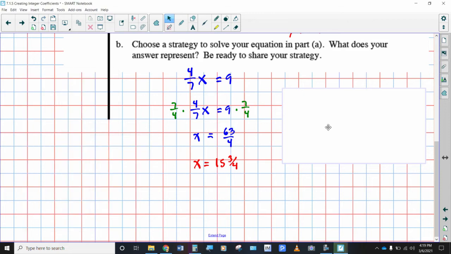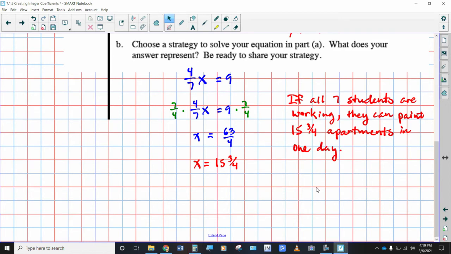So when we declare our answer, if all 7 students are working, they can paint 15 3/4 apartments in one day. This might be one where someone says, oh, I'm going to round that to 15. And you would be right if the question was asking how many total apartments would they be able to start and finish painting. Then the answer would be 15. They would still have 3/4 of an apartment that they could paint before they stopped for the day. But then the next day, they would pick up and finish that one before moving on to the next apartment. So I think it's appropriate to say 15 3/4 apartments per day is their rate of completion.